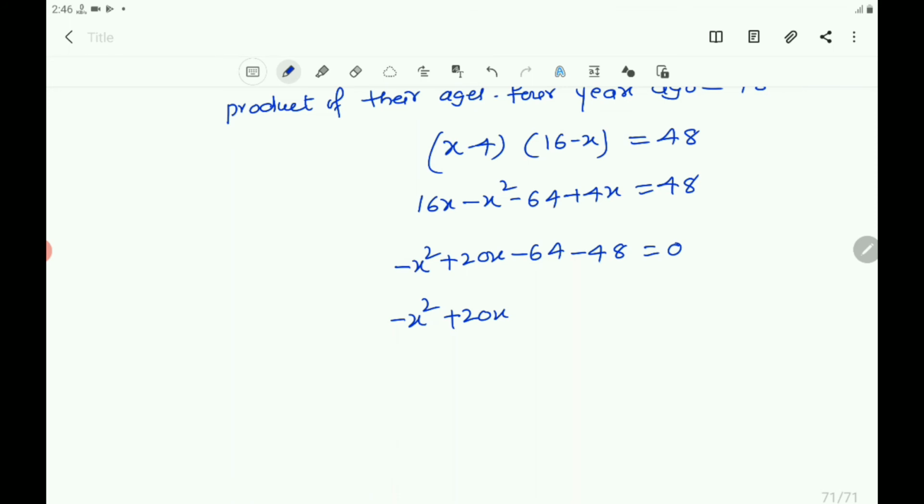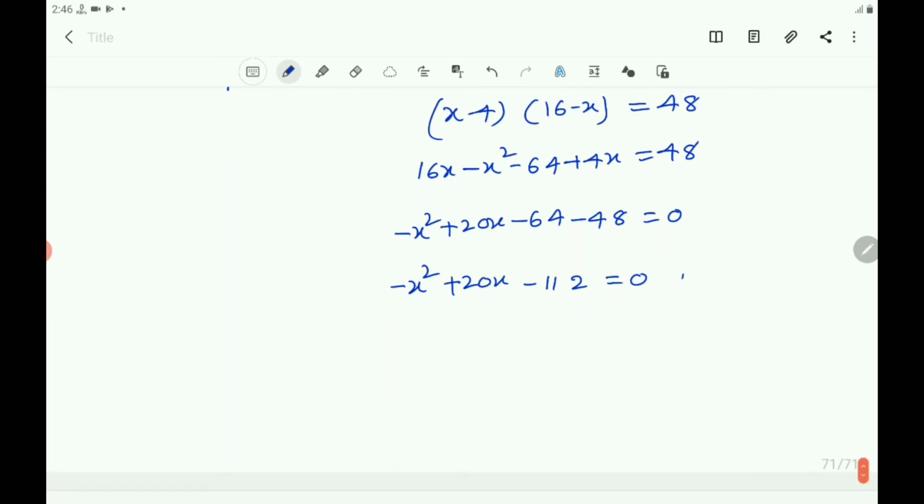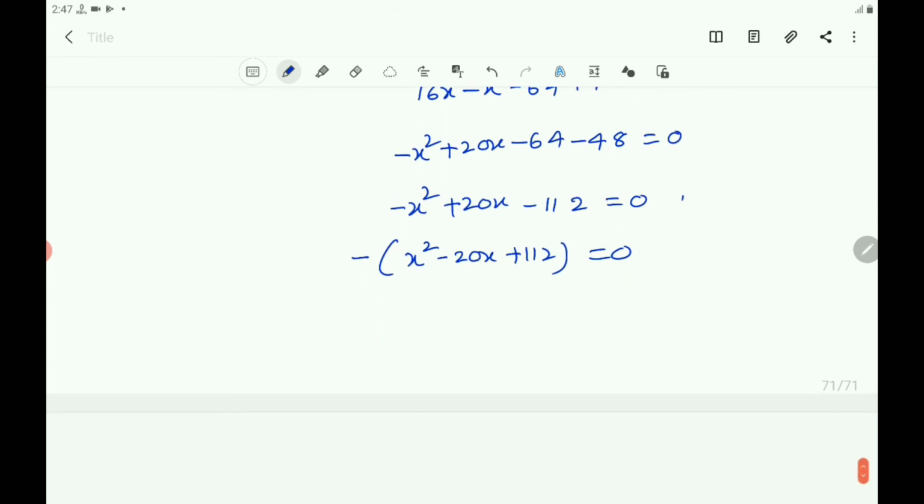Sum of minus 64 and minus 48. 8 plus 4 is 12. Here we have to add as they are having same sign. And 6 plus 4 is 10. 10 plus 1, 11. So you will get minus 112 equals 0. Now to remove the negative sign of the x square, you do minus of x square, change the sign, minus 20x plus 112 equals 0. Now you take the quadratic equation, x square minus 20x plus 112 equals 0.